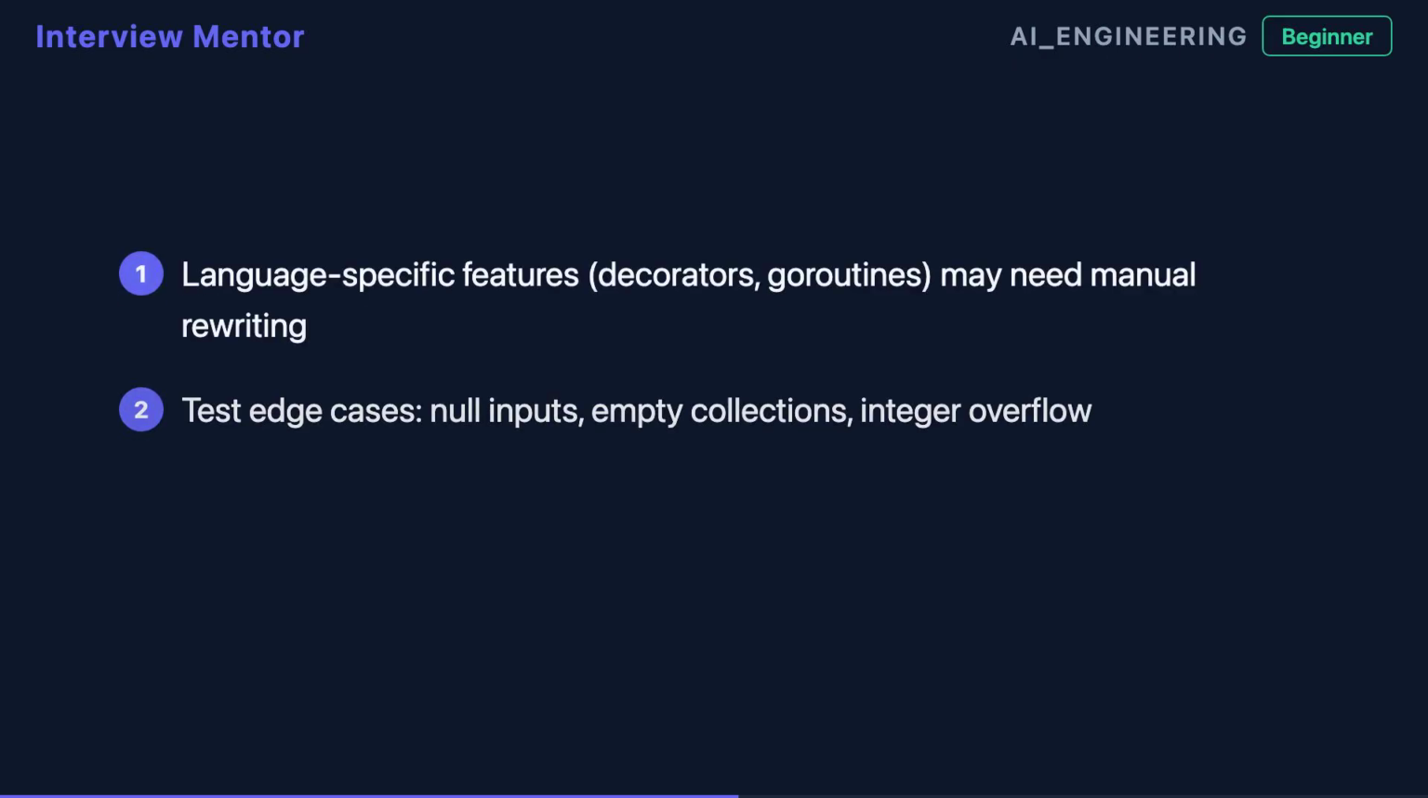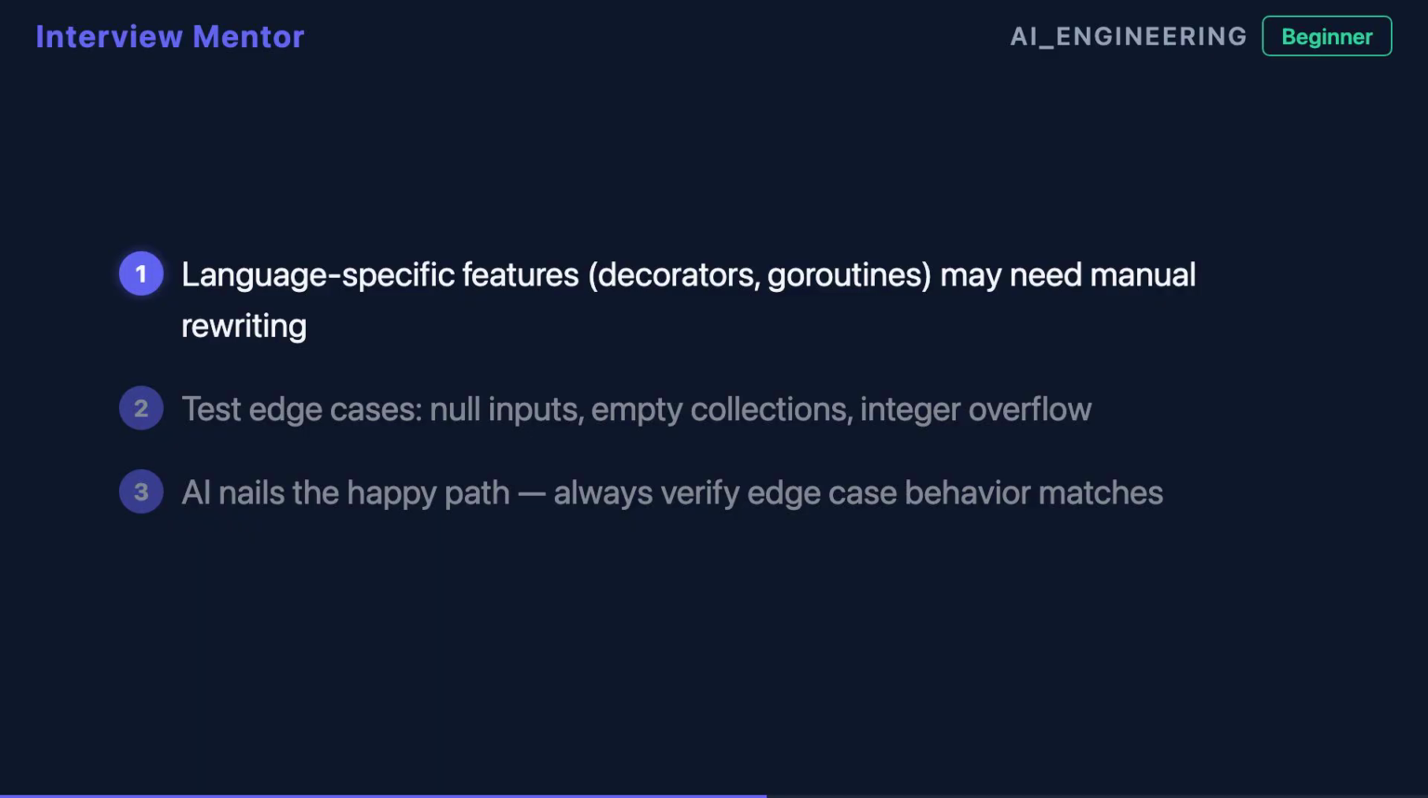That said, watch out for two things. First, some language-specific features have no direct equivalent. Python decorators, Go routines, or Rust's ownership model may require manual rework after translation.